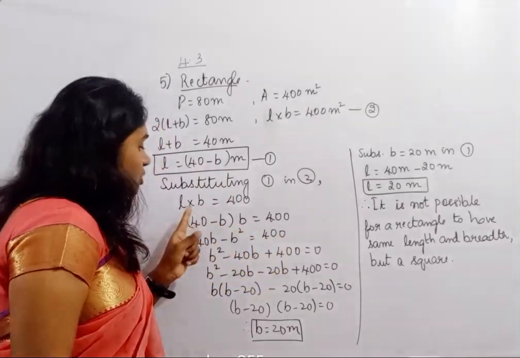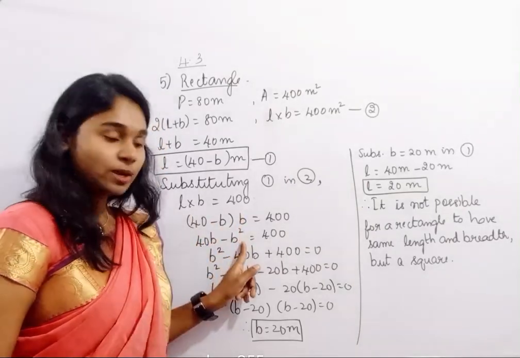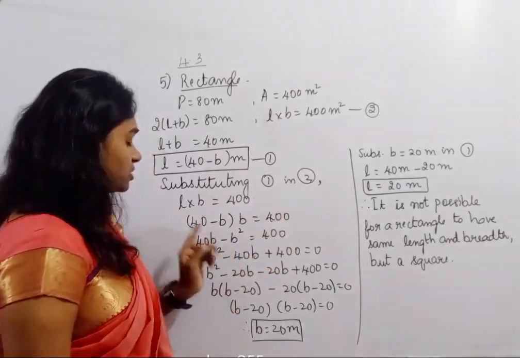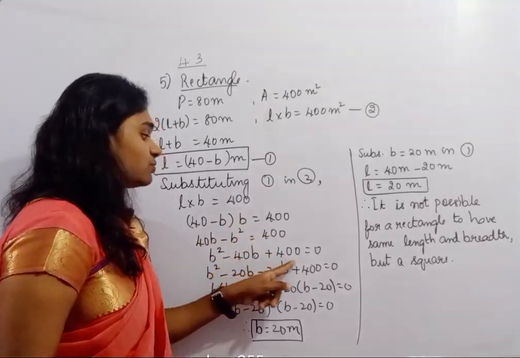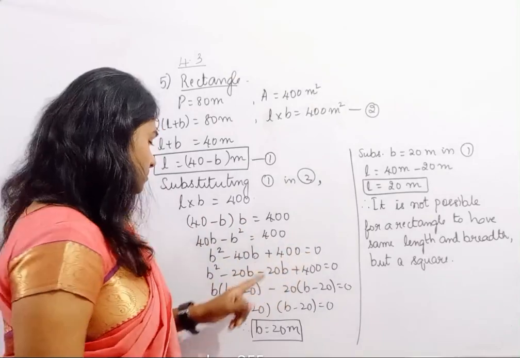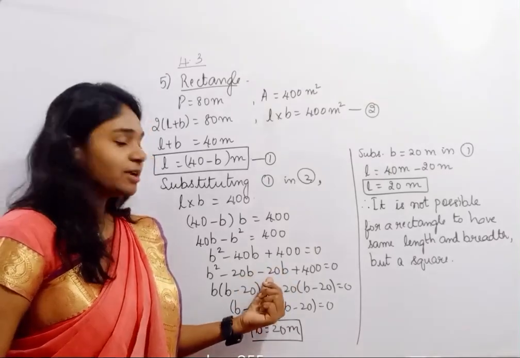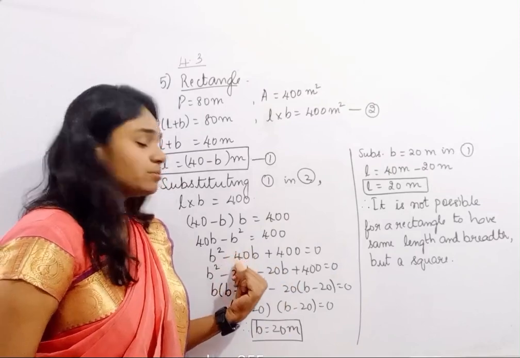Then B into 40 gives me 40B minus B into B is B square equal to 400. So now rearranging the terms and shifting all of them to one side, we get B square minus 40B plus 400 equal to 0. Now the factors of 400 will be minus 20 and minus 20 in such a way that the middle term is minus 40.